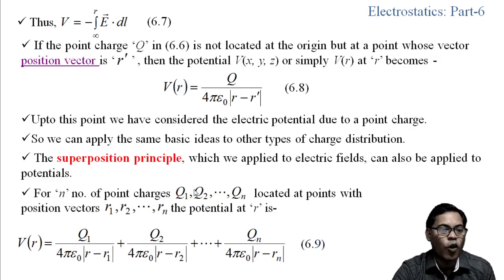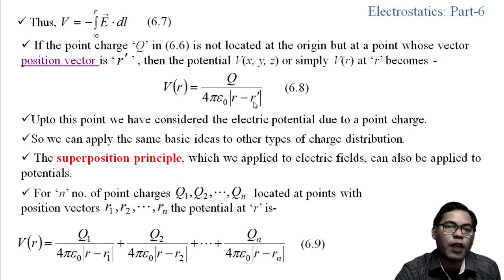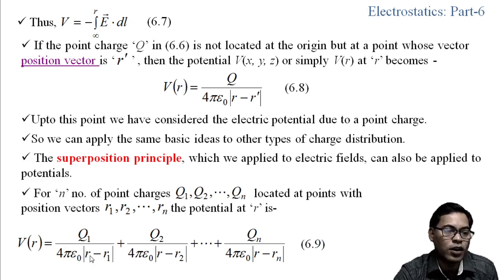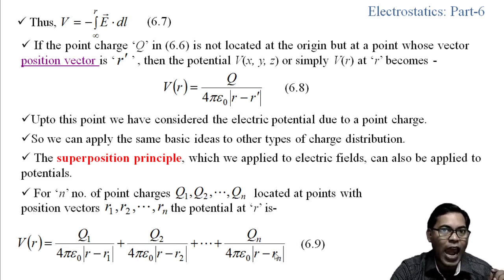Here we only have to replace this r prime. So we can find V(r) equals q1 by 4 pi epsilon naught times the modulus of r minus r1, where r prime is replaced by r1 for q1. For q2 it will be r2, and for qn it will be rn. From that we can find out the potential at a point whose distance from the origin is r for the n point charges present in the coordinate system, whose position vectors are given by r1 to rn.